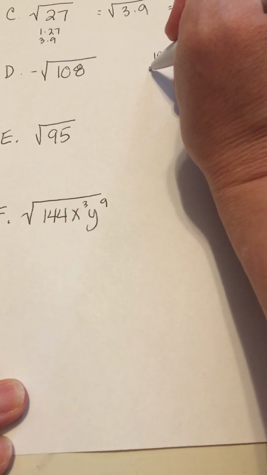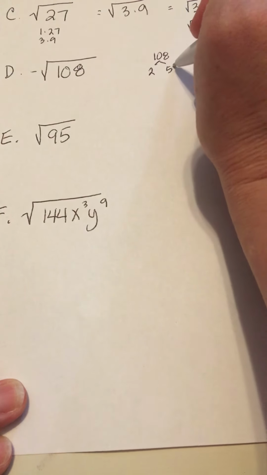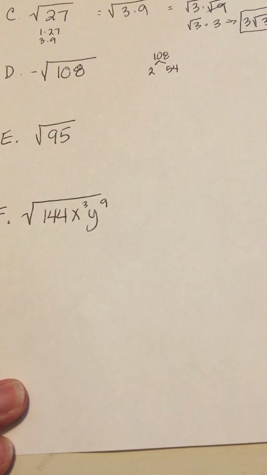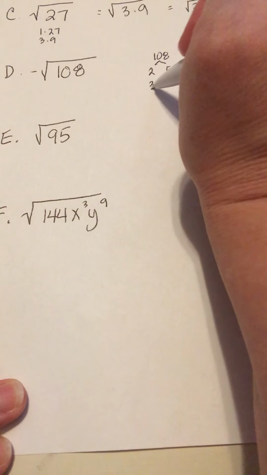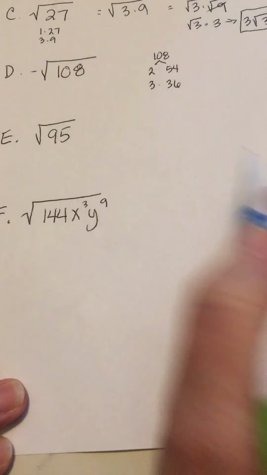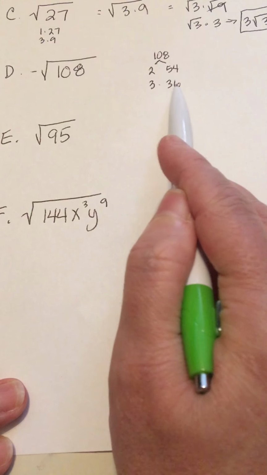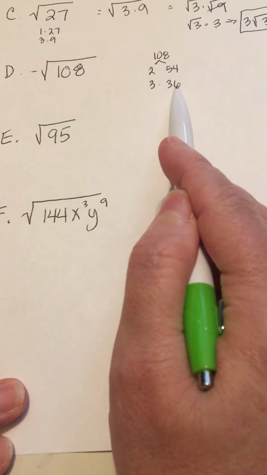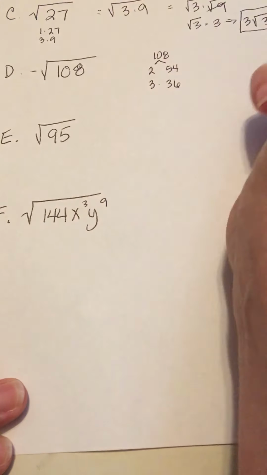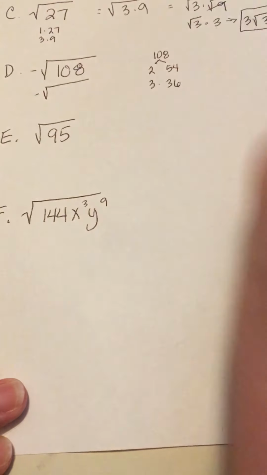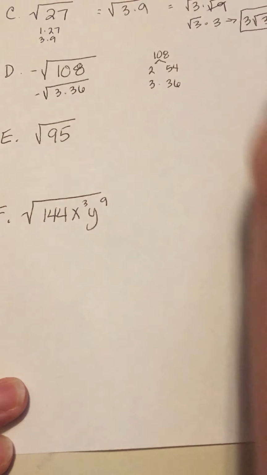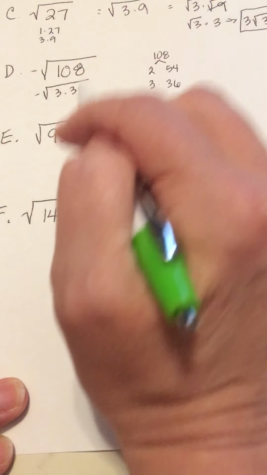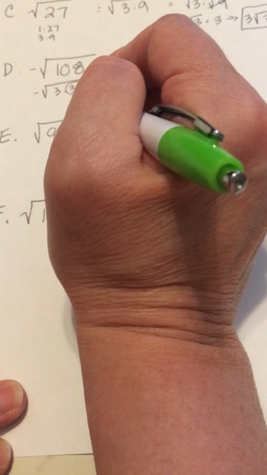So you can do 2 and 54. Well, 54 is not a perfect square, neither is 2. And then just use your calculator: 108 divided by 3 is 36, so that's 3 times 36. Oh, that looks good because 36 is a perfect square. It has a square root of 6. So I can write out 108 as 3 times 36, and then I can take the square root of 36, and that is 6.